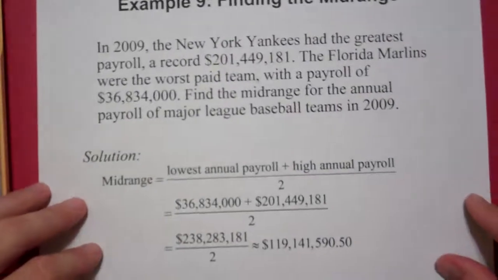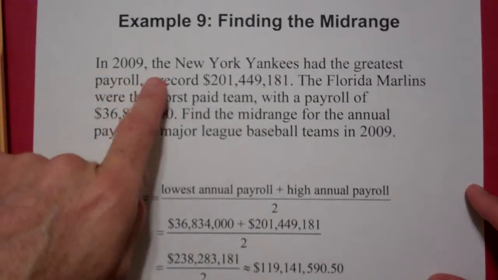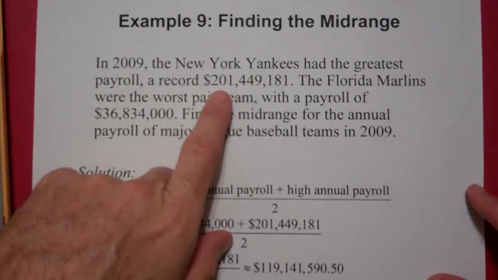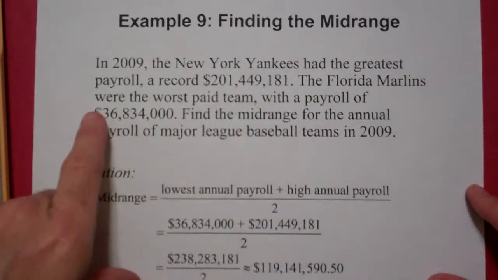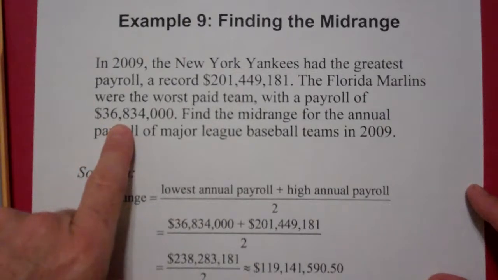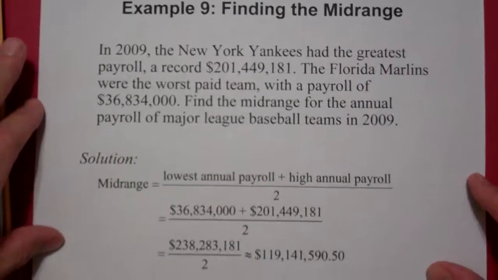Okay? An example of that would be finding the mid-range here, when in 2009, the New York Yankees had the greatest payroll, a record $201 million. It's a lot of money. The Florida Marlins were the worst paid team with a payroll of $36.8 million. Find the mid-range for the annual payroll of the Major League Baseball teams.